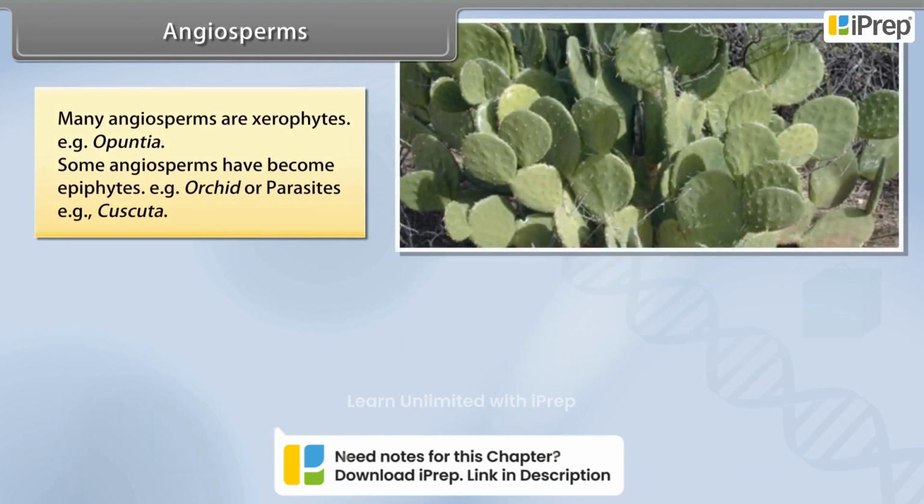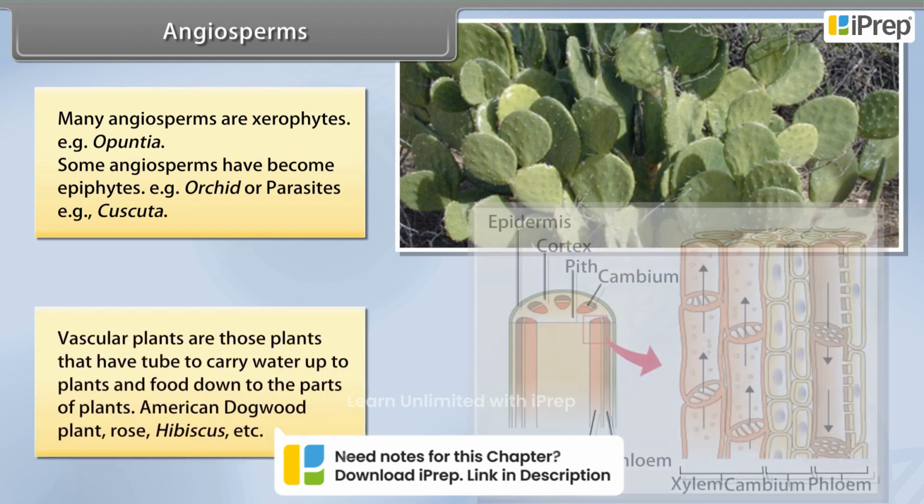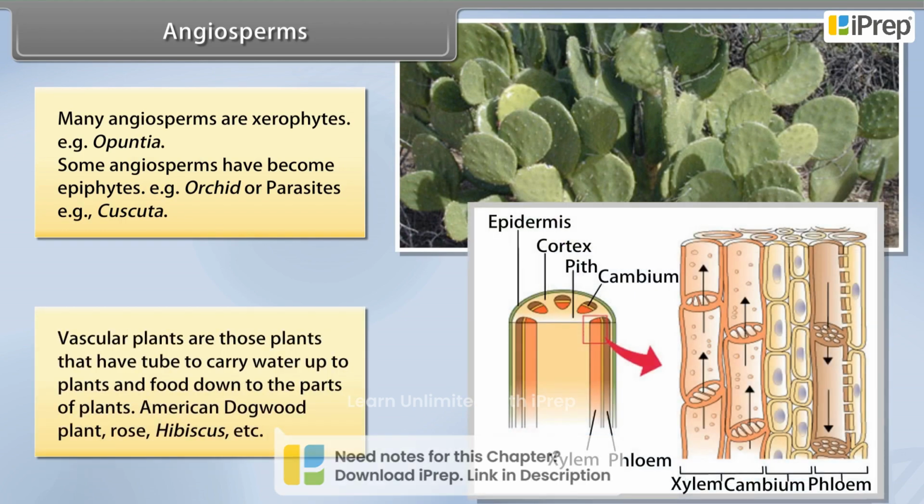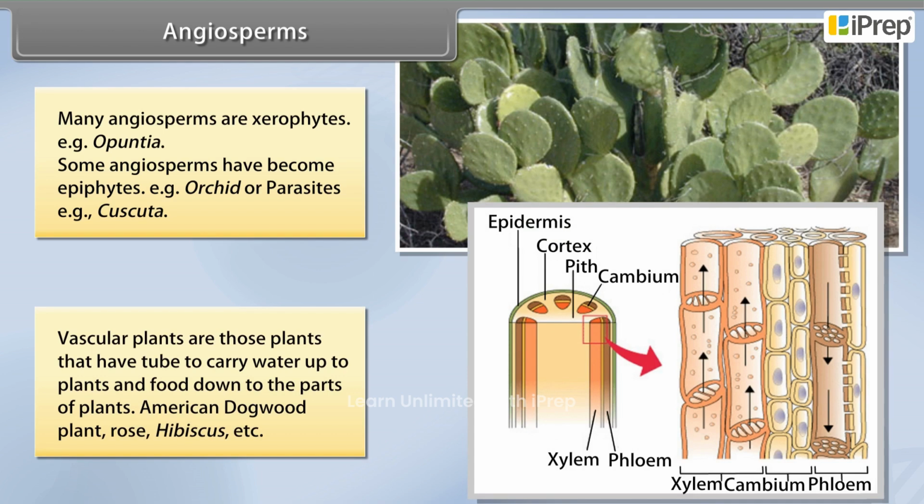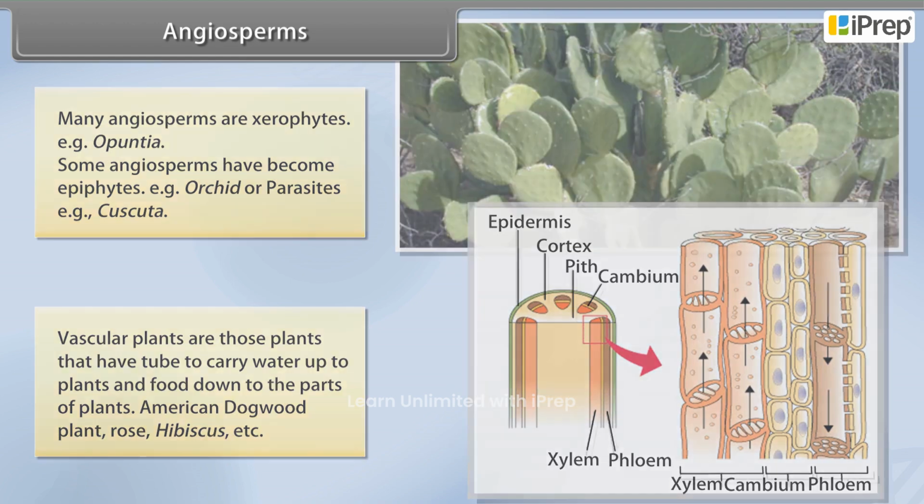Many angiosperms are xerophytes. Example, opuntia. Some angiosperms have become epiphytes. Example, orchid, or parasites. Example, cuscuta. Vascular plants are those plants that have tubes to carry water up to plants and food down to the parts of plants. Examples: American dogwood plant, rose, hibiscus, etc.